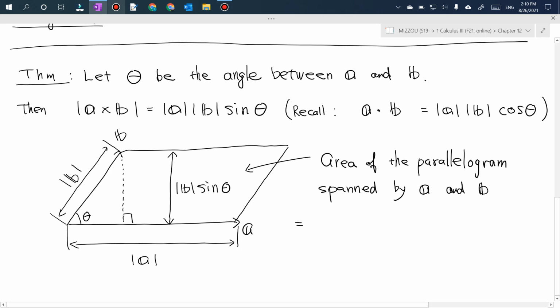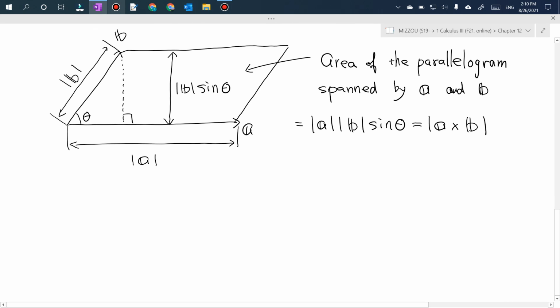This is precisely the quantity sine theta, and that is precisely the magnitude of the cross product. So more pictorially, here's what's happening for cross product. You have vector A in R3, and you have another vector B like this. And the cross product is perpendicular to both, and the precise direction is determined by the right-hand rule. So this is A cross B.